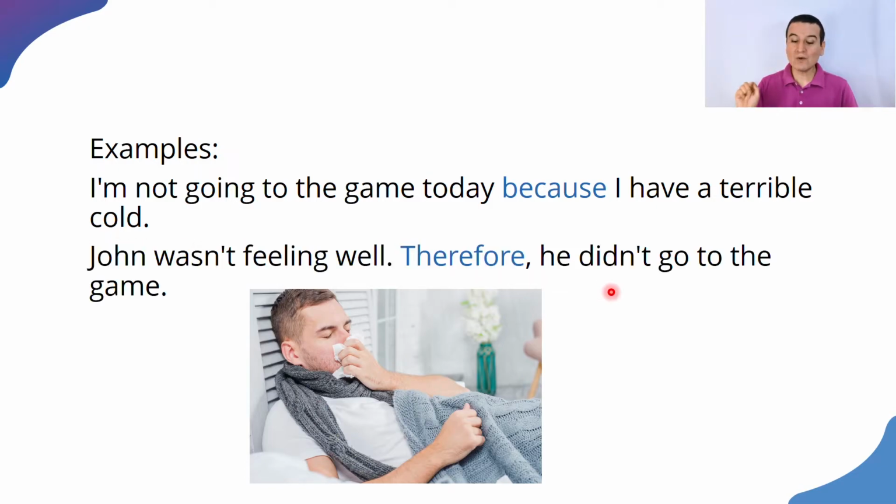Next, John wasn't feeling well, therefore he didn't go to the game. John wasn't feeling well and he didn't go to the game are the two elements that are joined here. So which one is the cause? So you have to analyze it, and actually, because we have the word therefore, it is anticipated, let's say, by the cause. So the cause is there, and as a result, he didn't go to the game. So the effect would be that the person didn't go to the game.